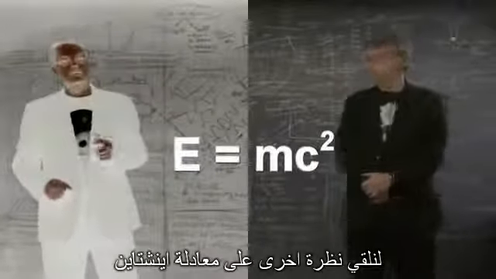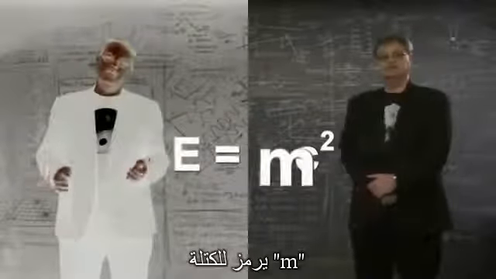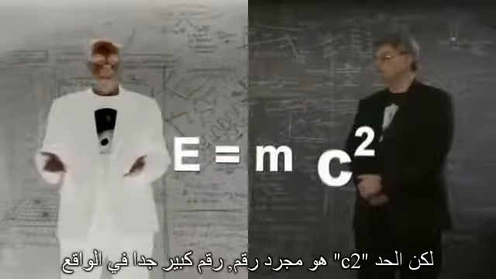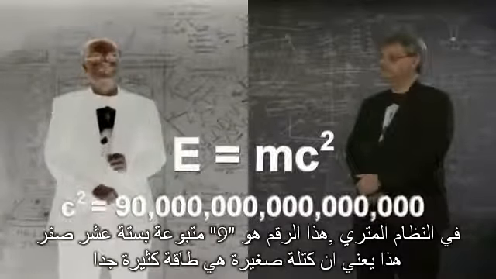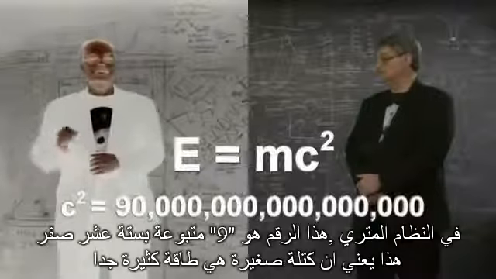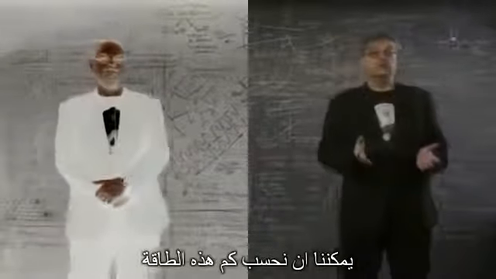Now let's take another look at Einstein's equation. E stands for energy, m stands for mass, but the c squared term is just a number, actually a very big number. In the usual metric system, it is a 9 followed by 16 zeros. This means a little mass is a lot of energy. We can work out just how much.